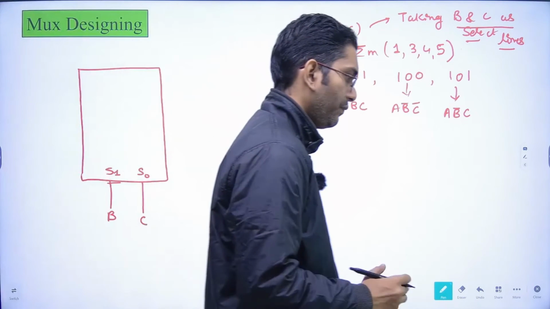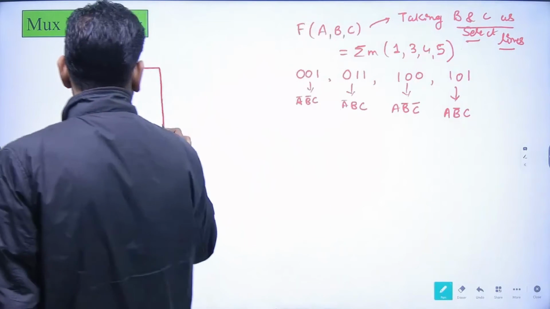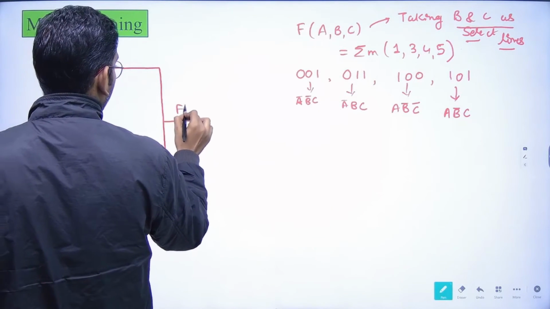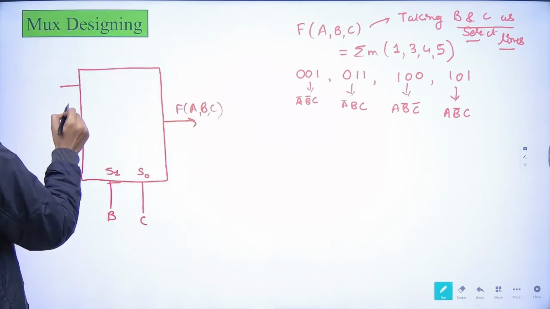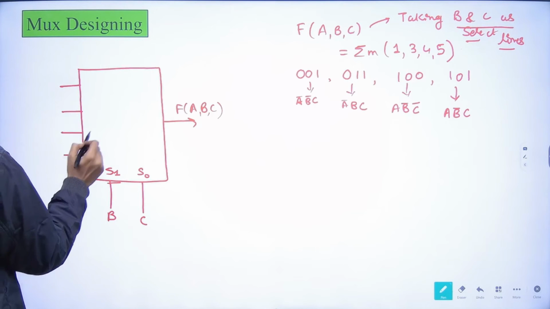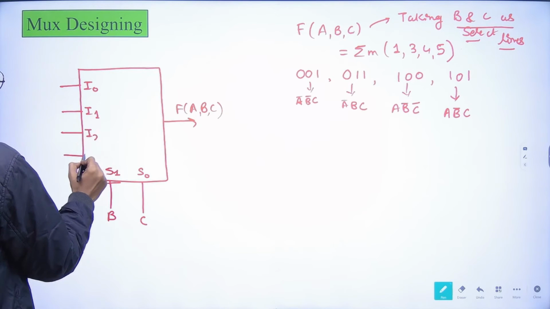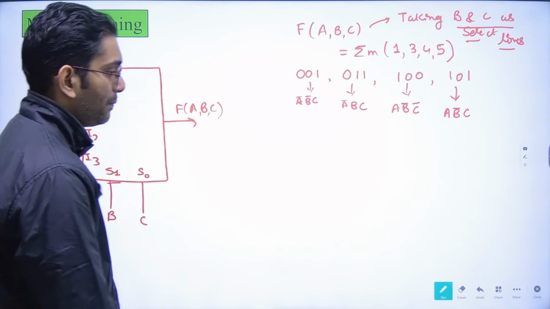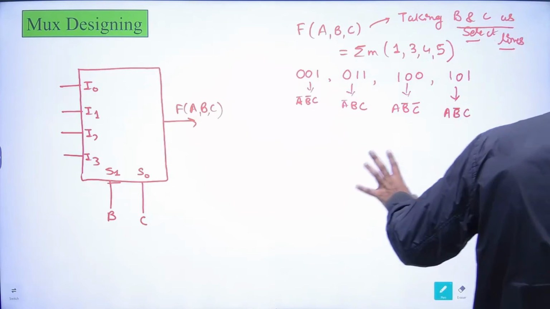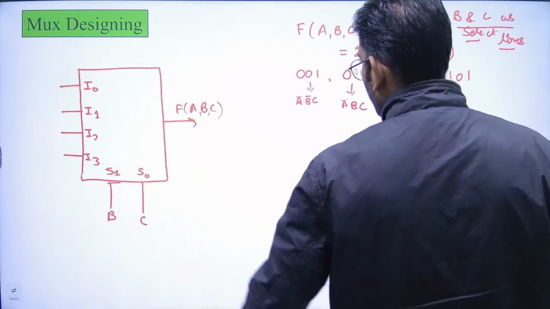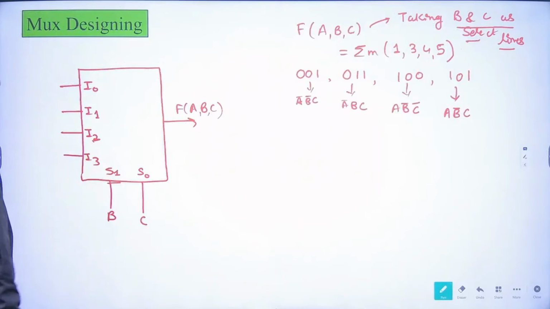Now this is basically the output F of A, B and C, and these are I0, I1, I2 and I3. Here we have to make the truth table, so for getting the combination, we need to decide what inputs we would be writing.